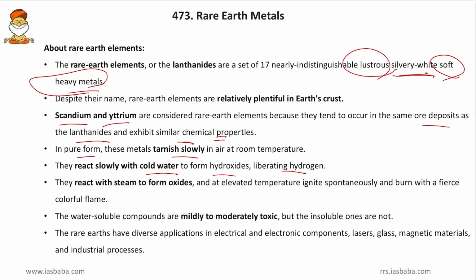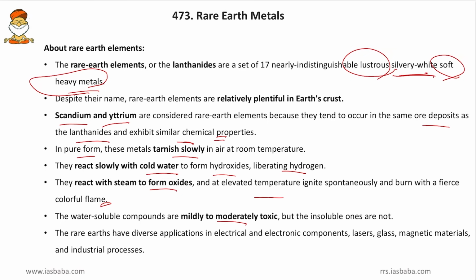Then they react with steam to form oxides, and at elevated temperature they ignite spontaneously and burn with a fierce colorful flame. So, at high temperature they catch fire automatically and burn in a colorful flame, and as a result they give out oxides. Then the water soluble compounds are mildly to moderately toxic, but the insoluble ones are not toxic. So, these are both toxic as well as non-toxic. Those which are water soluble are toxic in nature, and that too moderately.